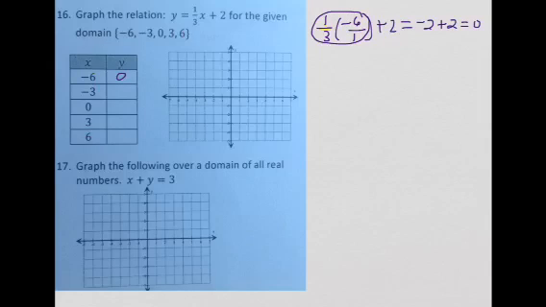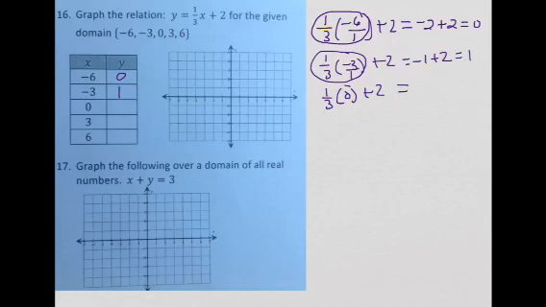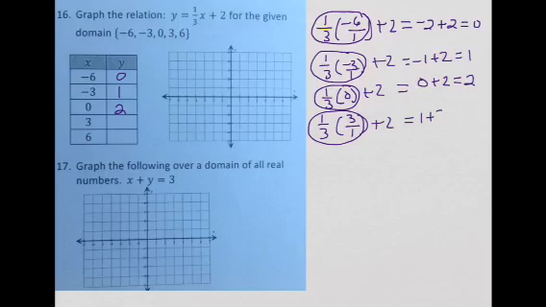Then I do the next one, 1/3 times -3 plus 2. So -3 times 1/3, we put a 1 underneath, that's -3/3. That's -1 plus 2, that's 1. Okay, then 1/3 times 0 plus 2. Anything times 0 is 0. 0 plus 2 is 2. Then 1/3 times 3, which we put 3/1. This is 3/3. That's 1. 1 plus 2 is 3.